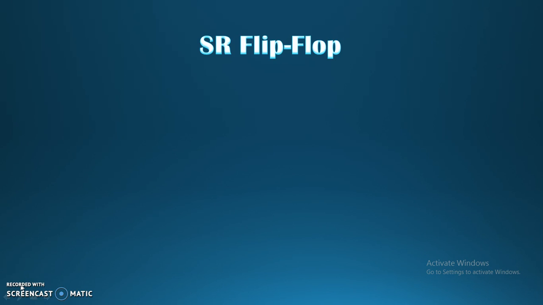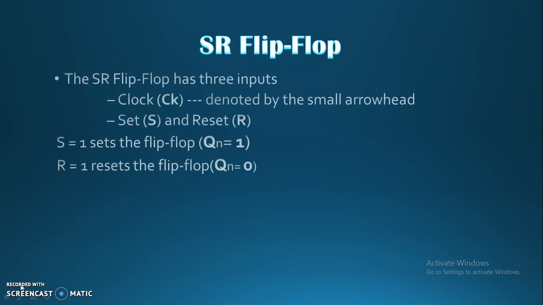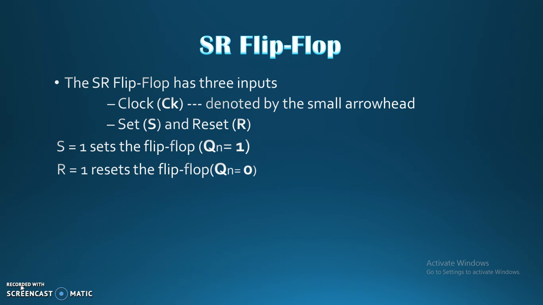Starting with our first type of flip-flop, it is the SR flip-flop. The SR flip-flop has three inputs: clock, set, and reset. Clock is denoted by the symbol CK, set is denoted by S, and reset is denoted by R.